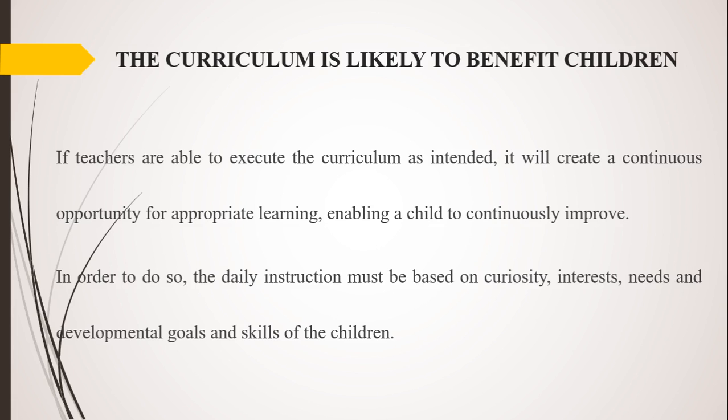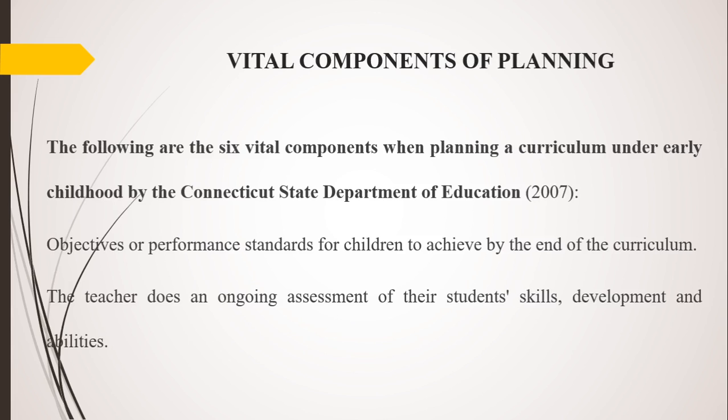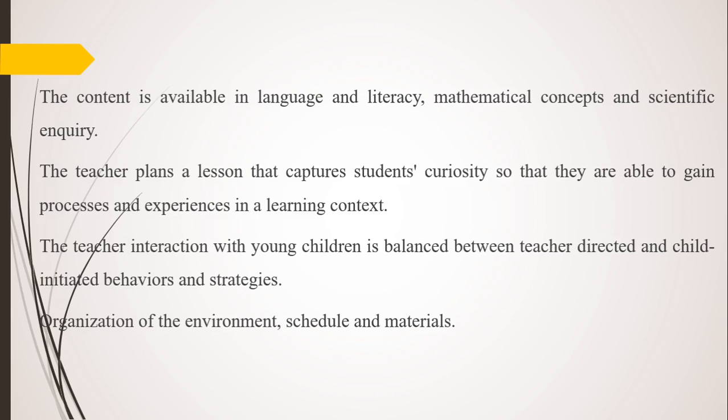Let's look at vital components of planning. The following are the 6 vital components when planning a curriculum under early childhood by the Connecticut State Department of Education 2007. Objectives or performance standards for children to achieve by the end of the curriculum. The teacher does an ongoing assessment of their students' skill development and abilities.